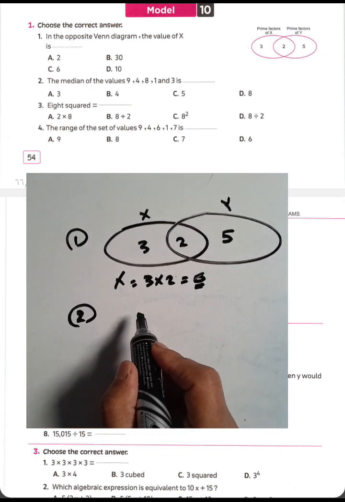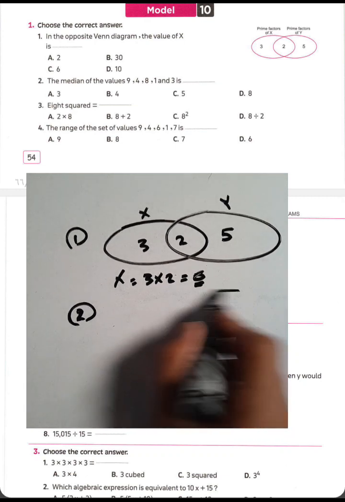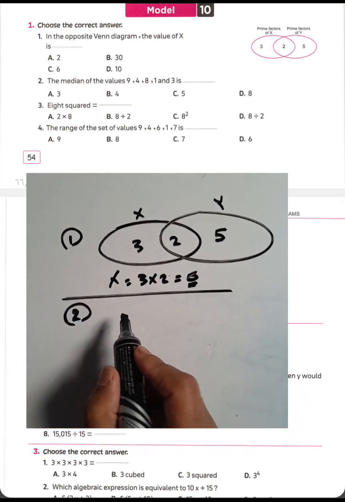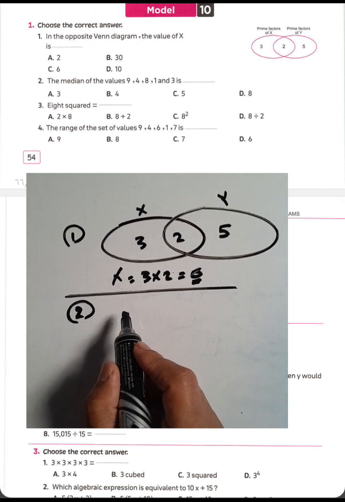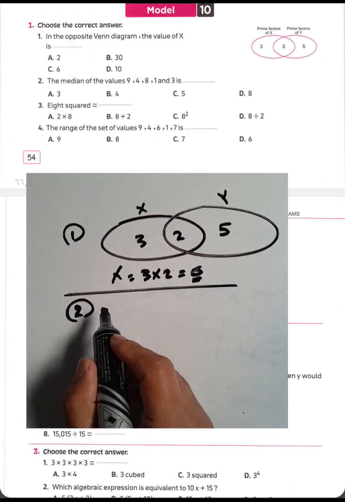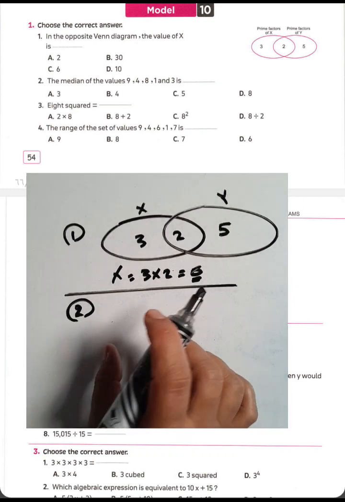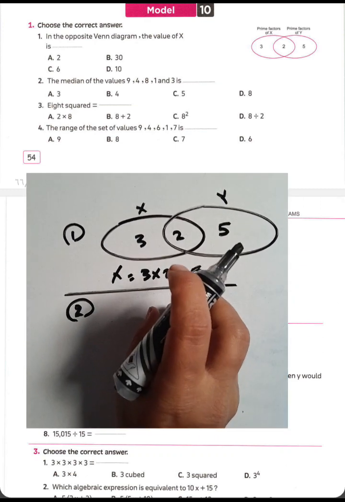Question number 2. The median of the values 9, 4, 8, 1, and 3 is. First step, we must arrange all the values from least to greatest, or greatest to smallest, as you like, and then choose the number which lies in the middle.